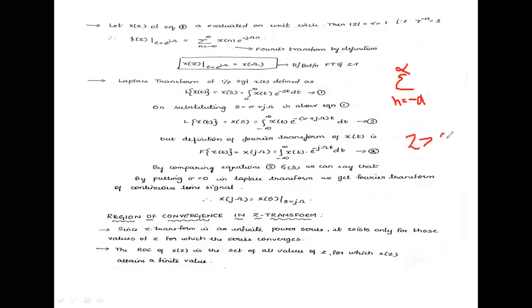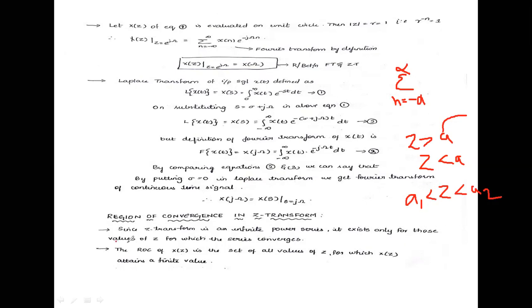The region of convergence may be Z greater than A, or Z less than A, or A1 less than Z and less than A2. Following, my students, if Z is greater than A, for these values only the Z transform can exist. And Z less than A means in the left hand side values only X of Z exists. If there are two regions of convergence, A1 and A2, then Z exists only in between these two values.